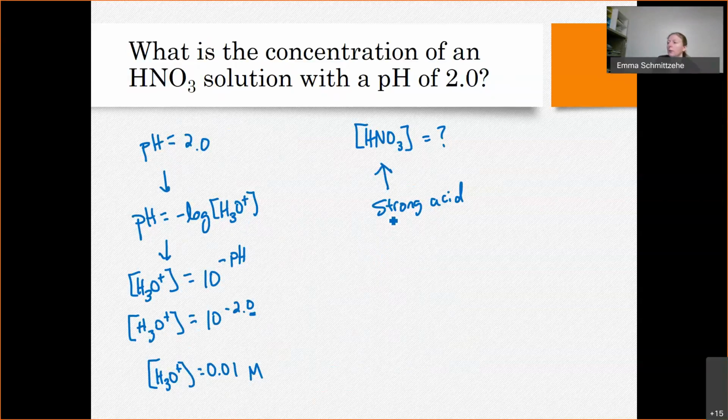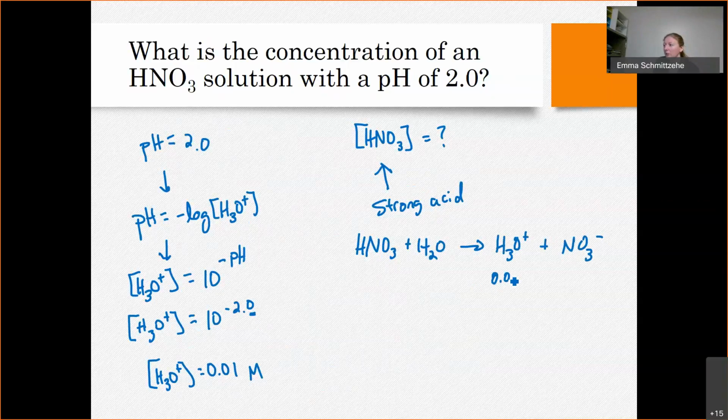Okay, so if I know that's a strong acid, that means when I put HNO3 in water, what I get is H3O plus and NO3 minus, and it completely breaks apart. That means that if I end up having a solution that's 0.01 molar of H3O plus, it must have come from a 0.01 molar solution of HNO3. Okay, that has to be where that came from.